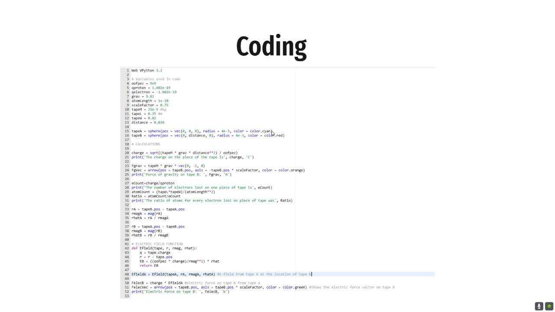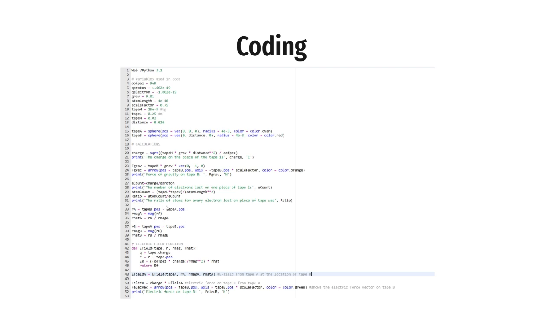Tape A is the top tape, and tape B was the bottom tape. Charge was calculated by setting the electric force equal to the gravitational force because, as I showed earlier, the system was at rest, there was no acceleration. So this was used to calculate the charge of the tape. We can then use the force of gravity to get the arrows, so the plot looks like what the experiment looked like, and then electron count was charge divided by the charge of a proton. And then this is used with atom count to get the ratio.